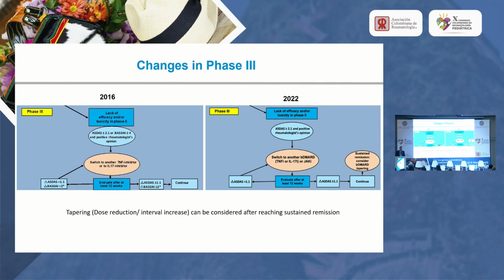Well, in the old recommendations in 2016, we said that we start with the TNF blocker and then we would switch to an IL-17 inhibitor or to another TNF blocker. In the 2022 recommendations, you remember we've elevated IL-17 inhibition and JAK inhibition to the same level as TNF blockers, and again, here we have no alternative. We need to switch from the one to the other mode of action.